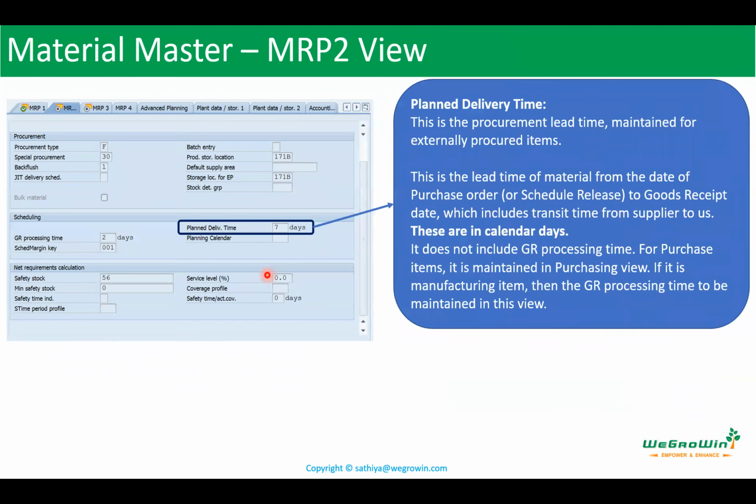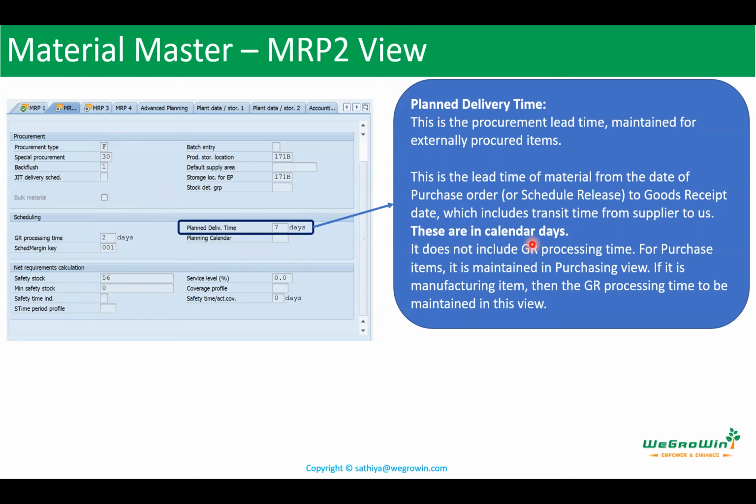Then planned delivery lead time. So we discussed this procurement type, special procurement, production store location, external procurement, backflush. Next is the scheduling tab, the scheduling section. Here, planned delivery lead time. This is the lead time we agreed with the supplier. This is in calendar days, and it does not include the goods receipt processing time.